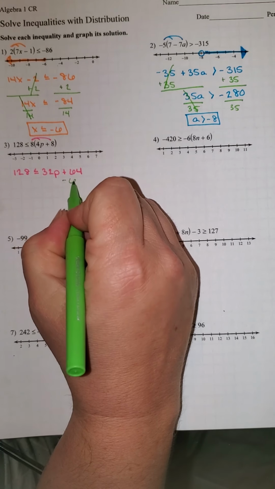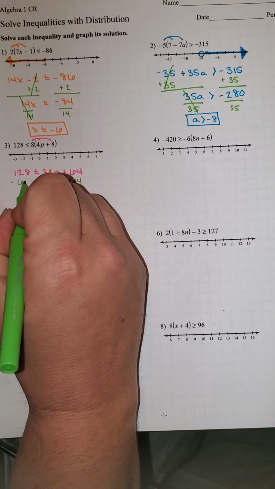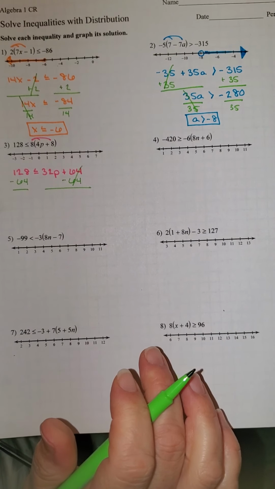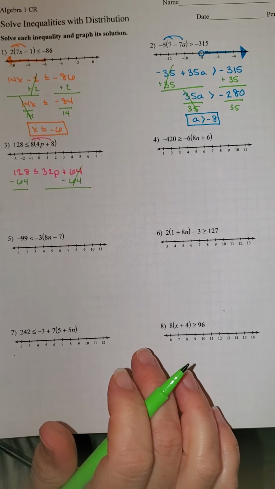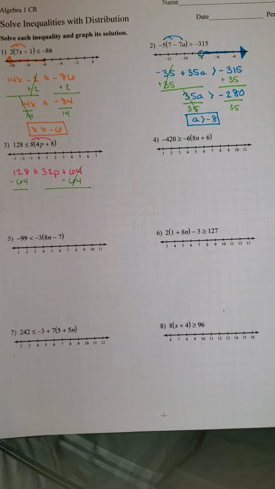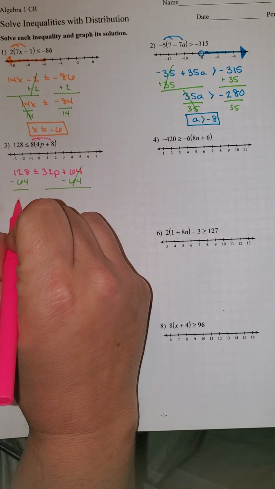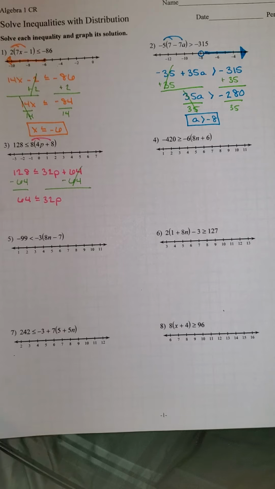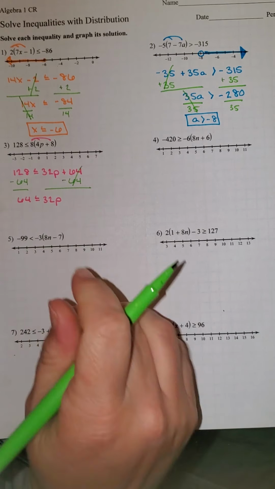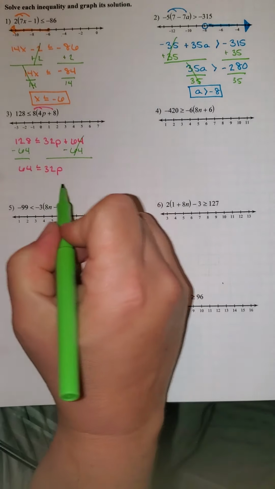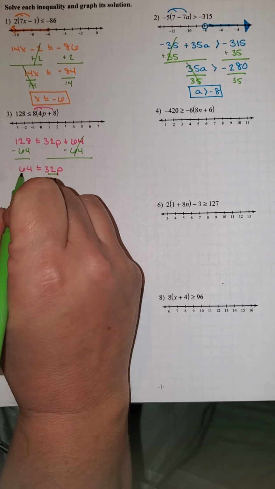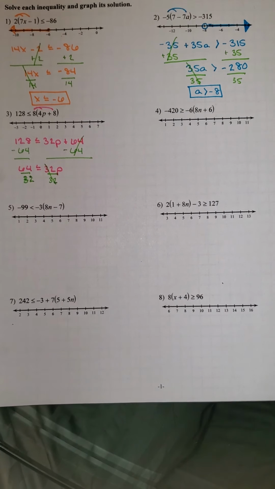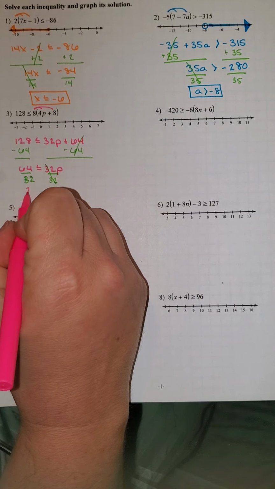Then we're going to subtract 64 from both sides. That is 64, but let me make sure. 128 minus 64 on my calculator. Yes, that is 64. So 64 is less than or equal to 32p. Then I want the p by itself, so I'm going to divide both sides by 32. 32 is half of 64. So that means that's 2 being less than or equal to p.